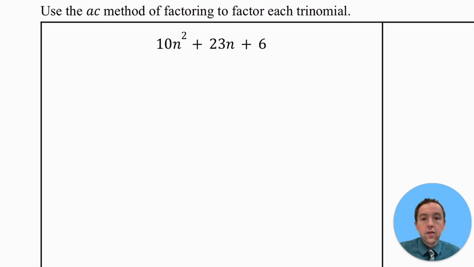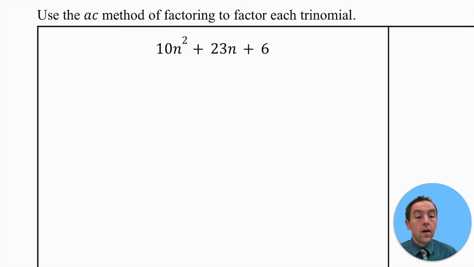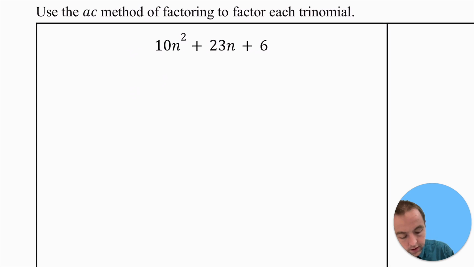So it does say here that we want to try to use the AC method to be able to factor each of these trinomials. So as we take a look at this first example, if we're trying to factor this, check for a GCF first, like you always need to do when you're factoring. So if we look at the 10, 23, and 6, there's not a greatest common factor other than a 1, so we don't have to worry about that. So the way this AC method works is we want to find that product AC and then find the two numbers that add up to the B.